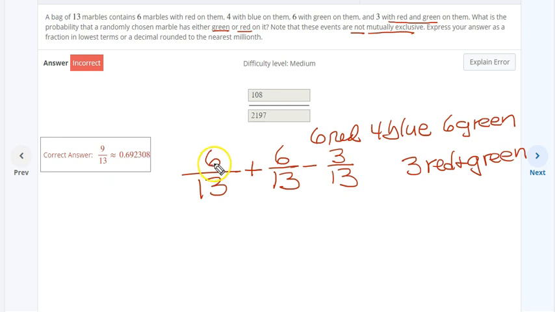So when we add this up, common denominators make it nice. This is 12. 12 minus 3 is 9 out of 13. And this person, of course, had it wrong. But there is the fractional display, and there is the decimal fraction display rounded to the nearest millionth.